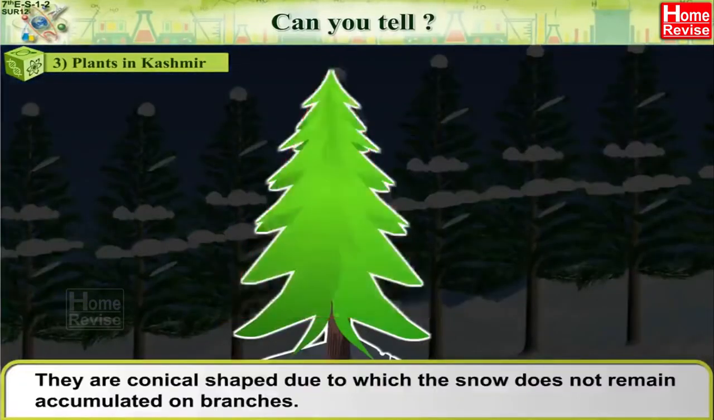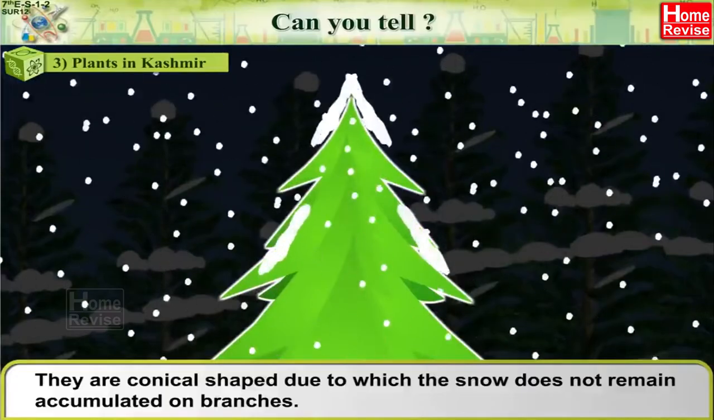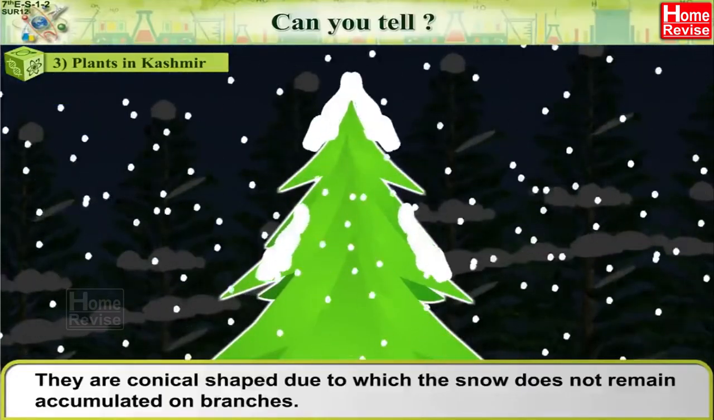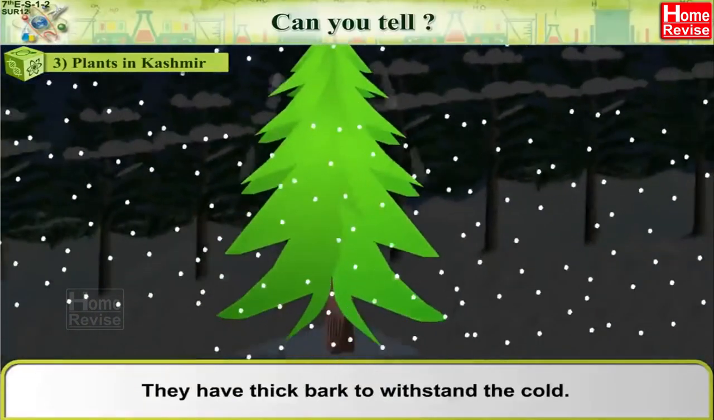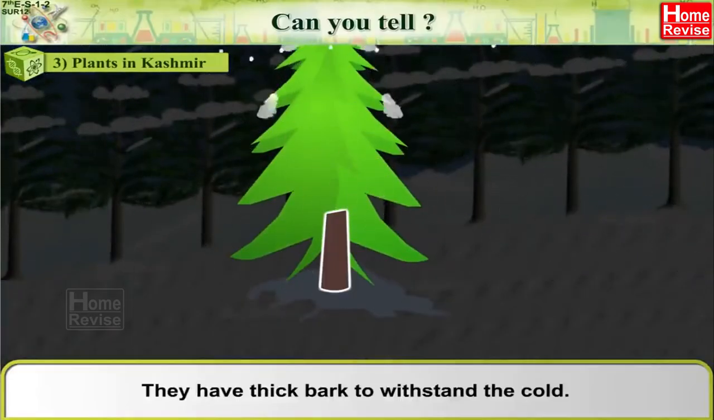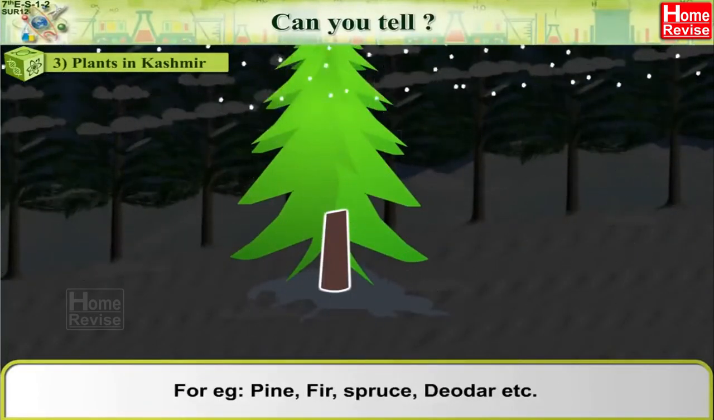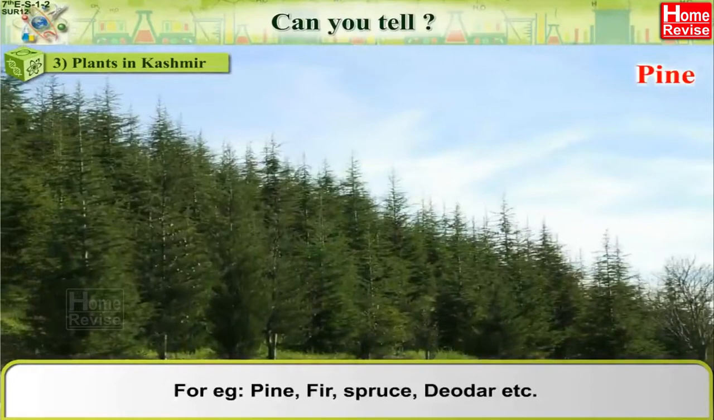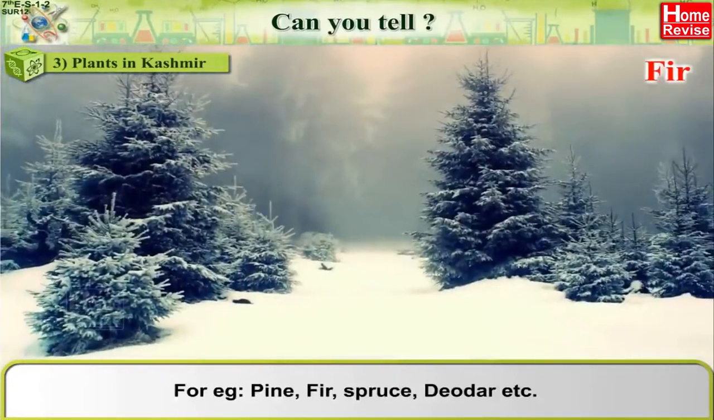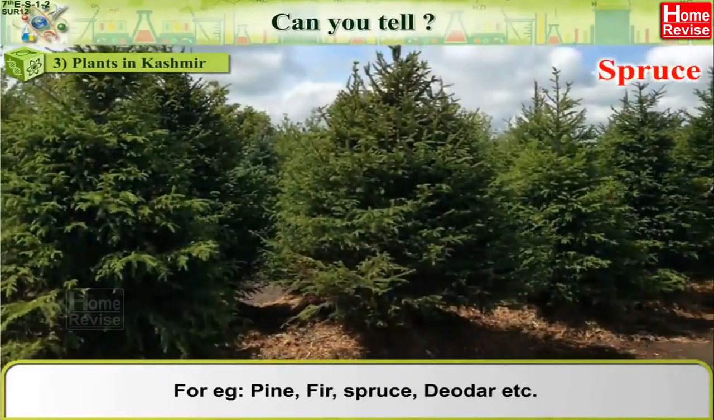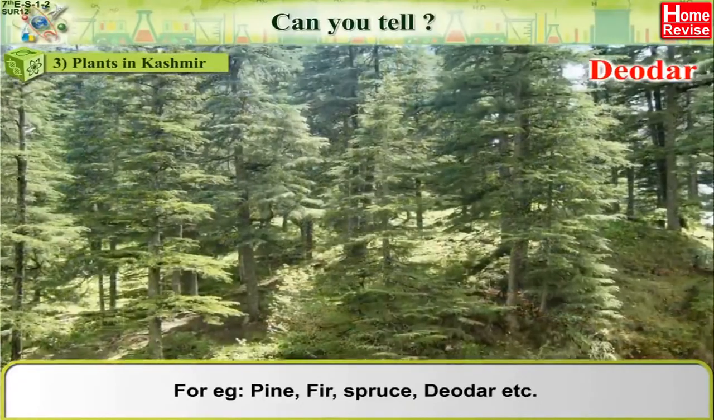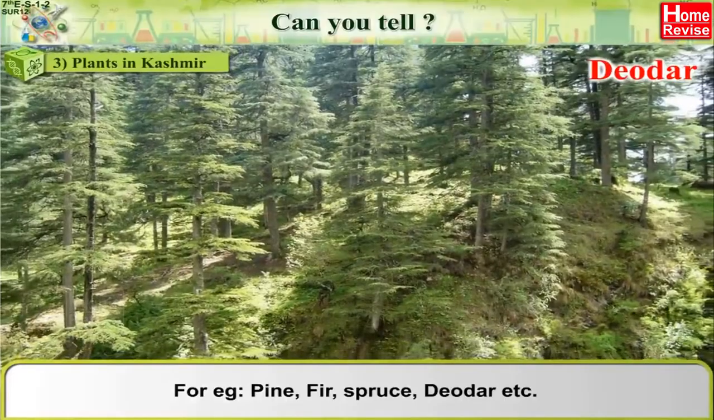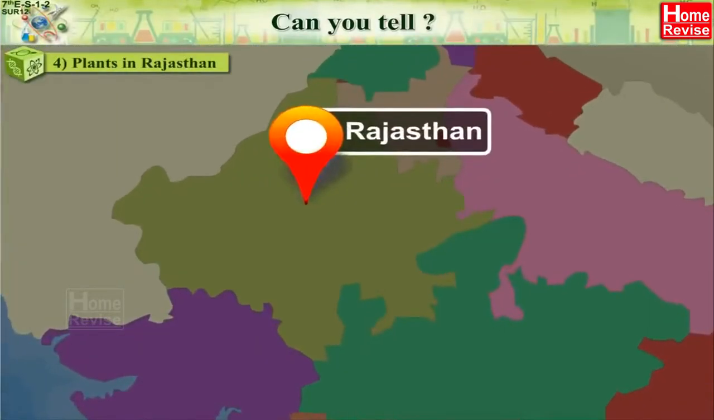They are conical shaped, due to which the snow does not remain accumulated on branches. They have thick bark to withstand the cold. For example, pine, fir, spruce, deodar, etc. 4. Plants in Rajasthan.